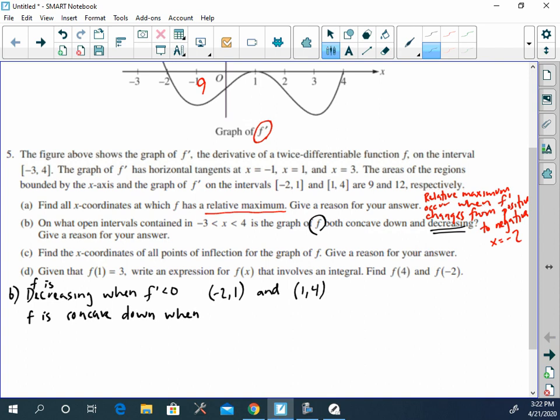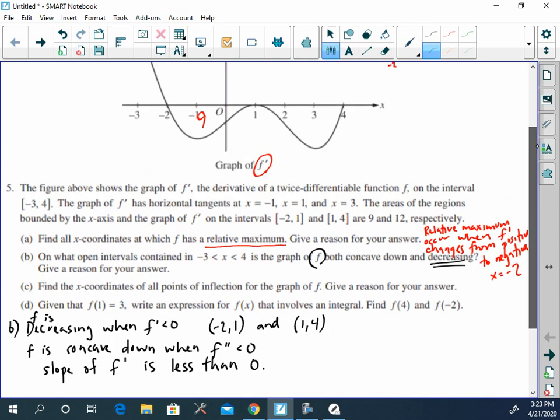When is our second derivative less than 0? Our second derivative would be the derivative of this graph, so that would be the slope of f prime from above is less than 0, or negative.